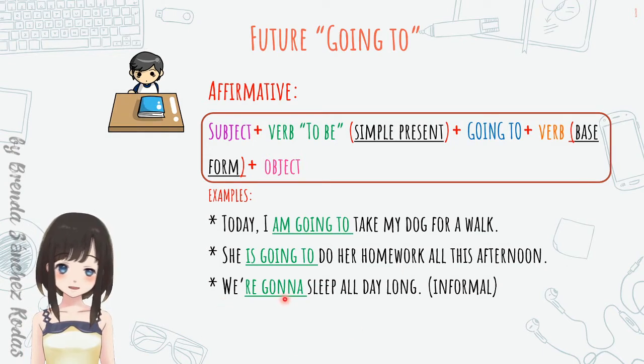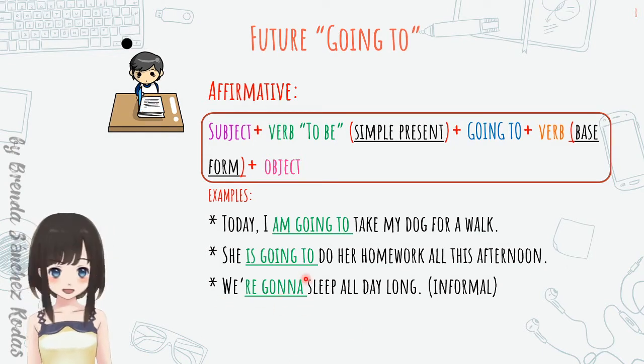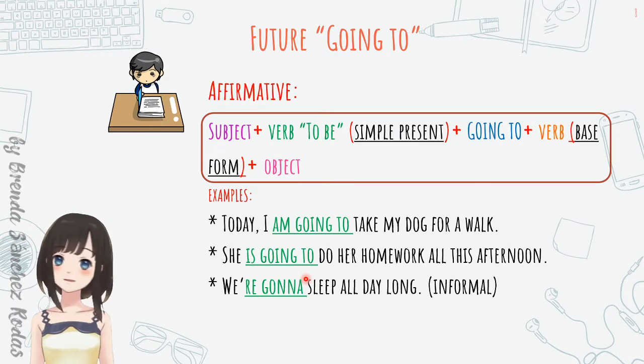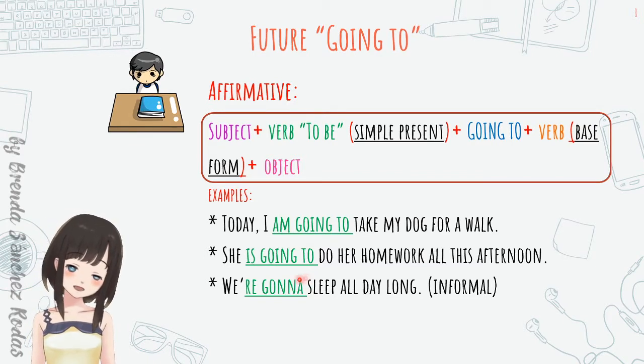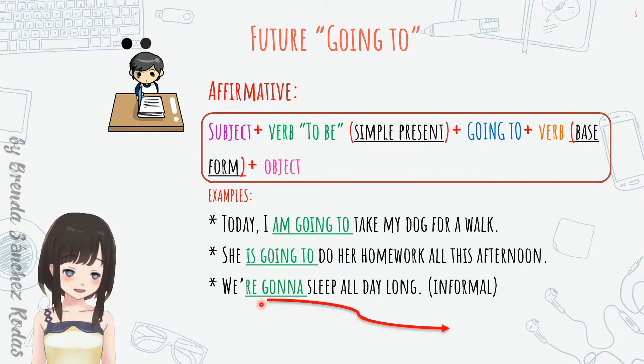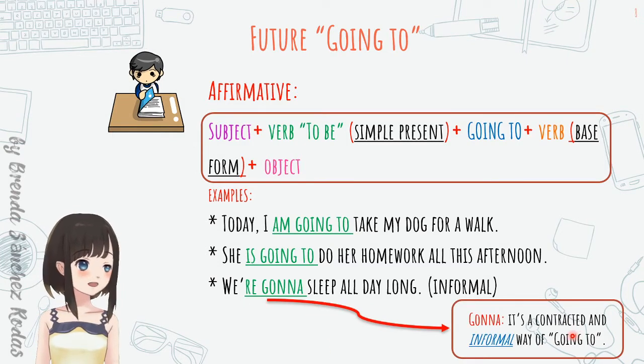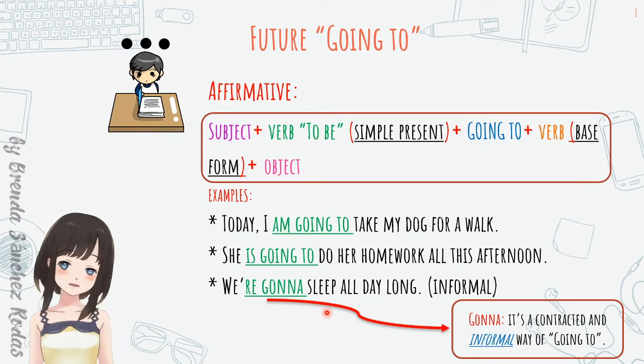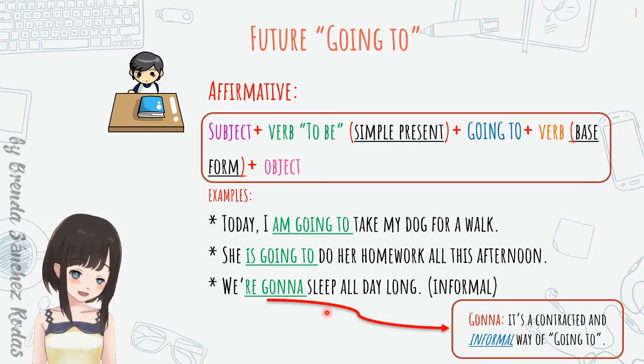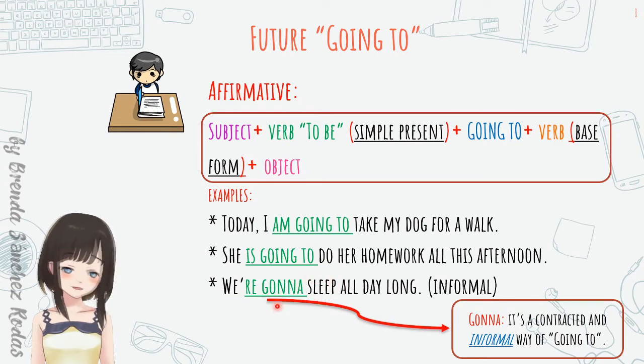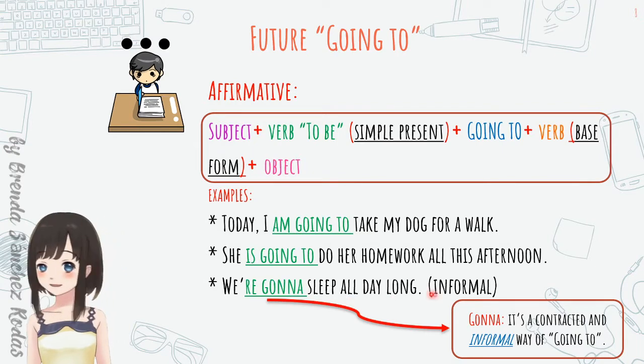Gonna. Like, when I was your age, I always tried to figure out what's gonna, but my teacher didn't tell me, so I had to find it out by myself. So we're gonna, let's see here, gonna is a contracted and informal way of going to. So if you don't want to say going to, you can say gonna, like we, verb to be, gonna, and the next verb in base form. You don't have to use the to. We're gonna sleep all day long, but this is informal.